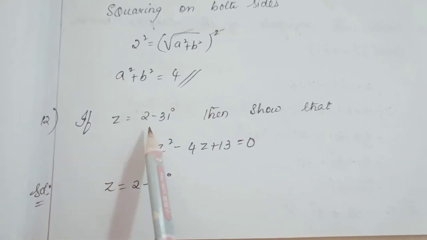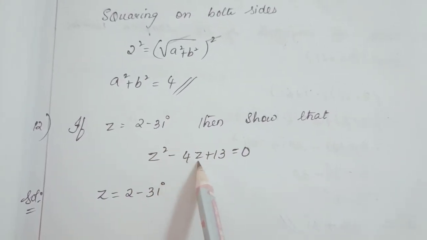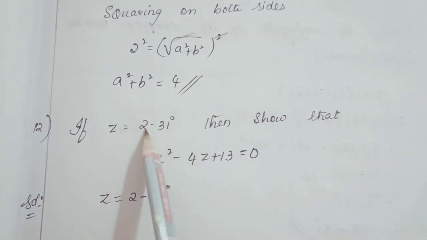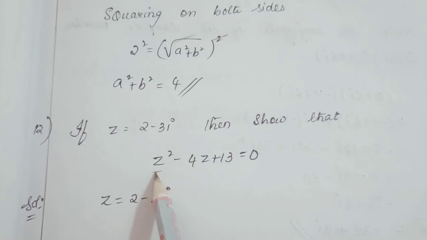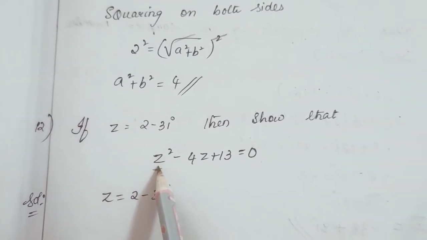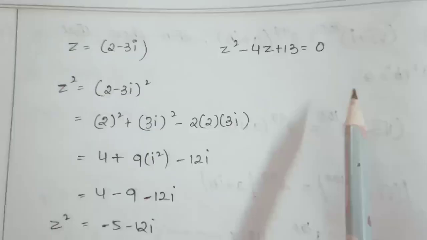If z is equal to 2 minus 3i, then show that z square minus 4z plus 13 is equal to 0. We know the z value. We want the z square value here. To substitute here, we want z square. Z is already there. So first we will find z square.